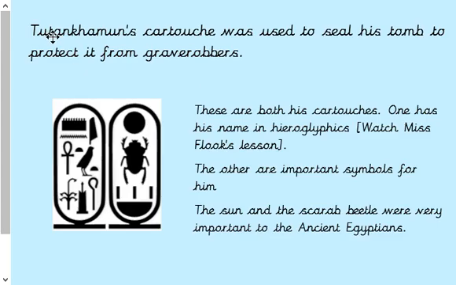You can see here, this is Tutankhamun's cartouche. And as I said, it was used to seal his tomb to protect it from the grave robbers. So on one part of his cartouche, you've got the sun and the scarab. And this part here represents the River Nile. And the other part here is Tutankhamun's name in hieroglyphics in ancient Egyptian. Now, each of these pictures represents a letter, and you're going to find out a little bit more about that with Miss Flukes later on in the week.